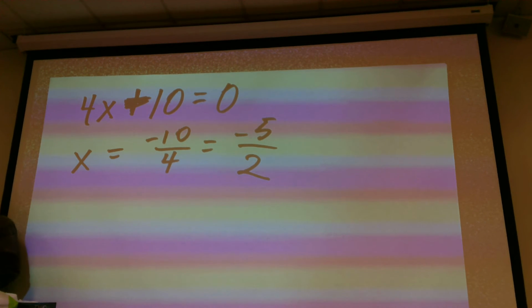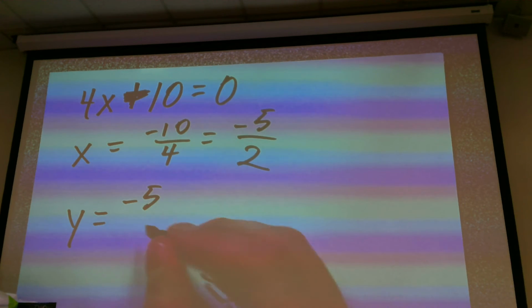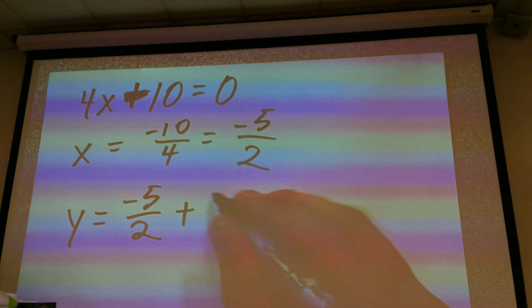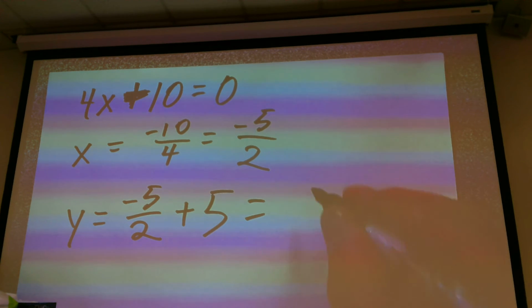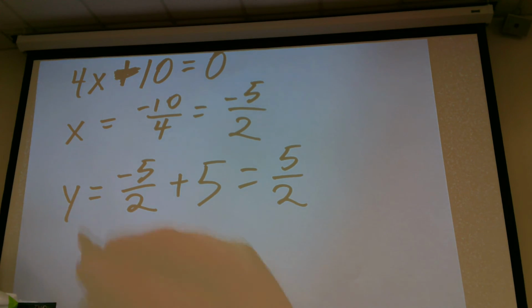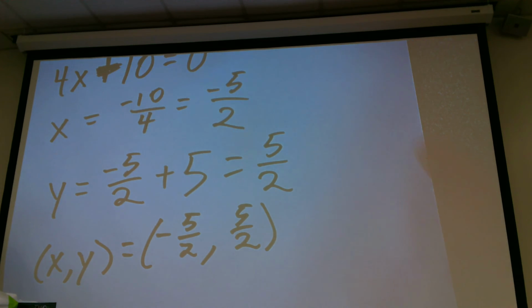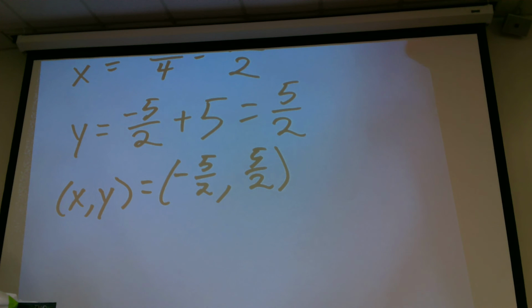Now we have to figure out our y value. So we go back to the equation that we were dealing with before, which was y equals x plus 5. So y is going to equal negative 5 divided by 2 plus 5, and so that would just be 5/2. So the xy coordinate that I'm looking for that is on that graph that is closest to the origin is negative 5/2, 5/2.